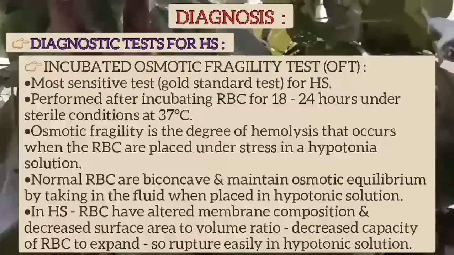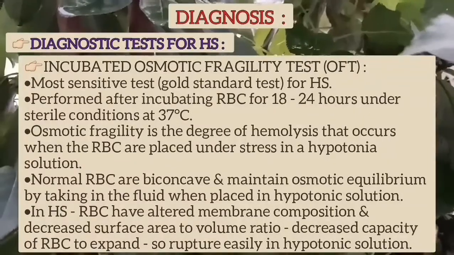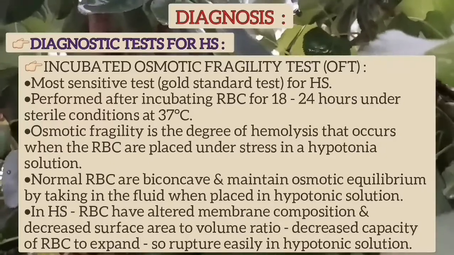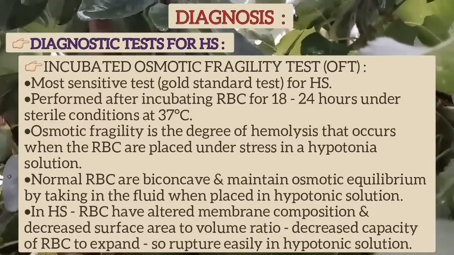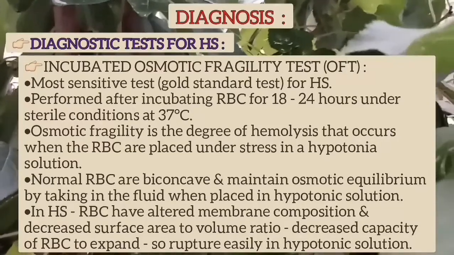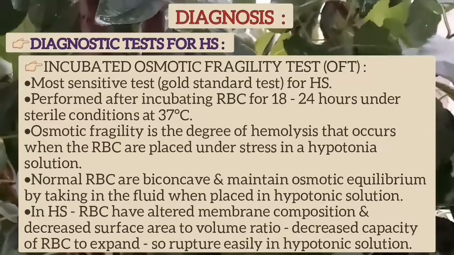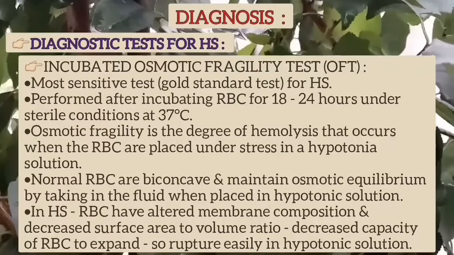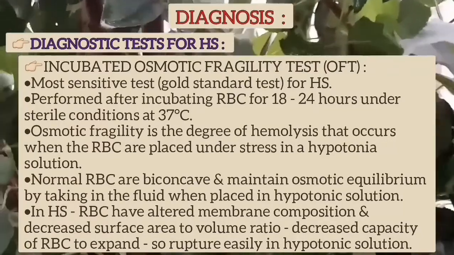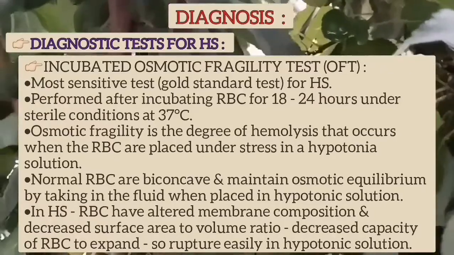Now, incubated osmotic fragility test is the most sensitive gold standard test for hereditary spherocytosis diagnosis. It is performed after incubating RBCs for 18 to 24 hours under the sterile condition at 37 degrees centigrade. Now, osmotic fragility is the degree of hemolysis that occurs when RBCs are placed under stress in a hypotonic solution.